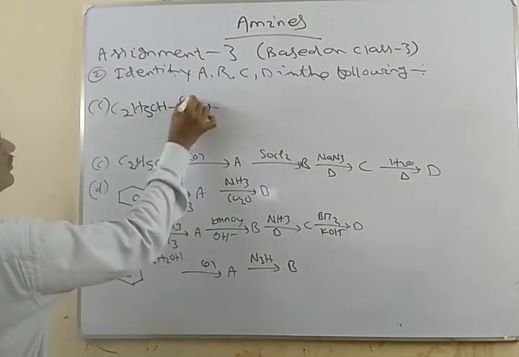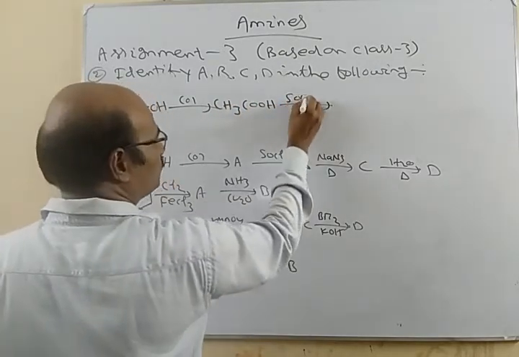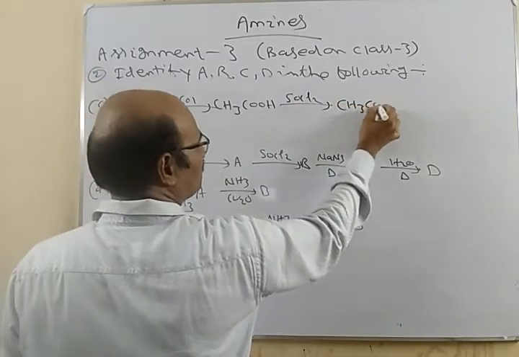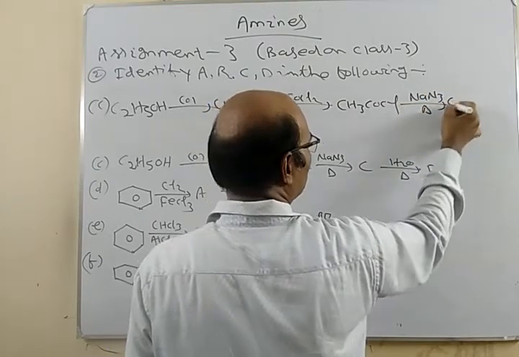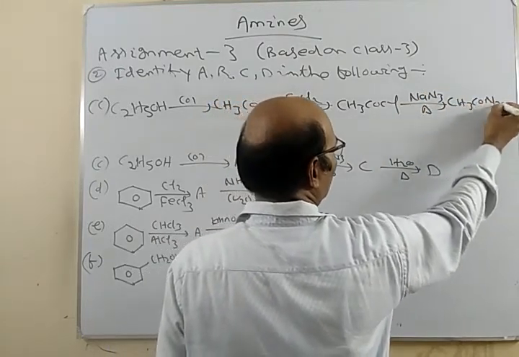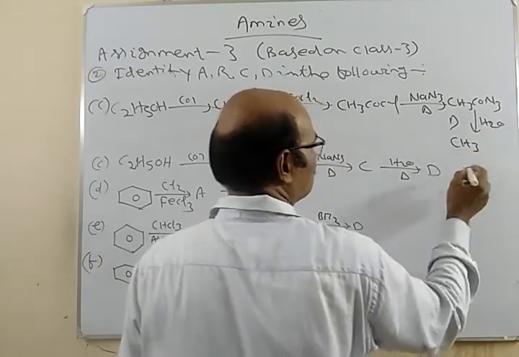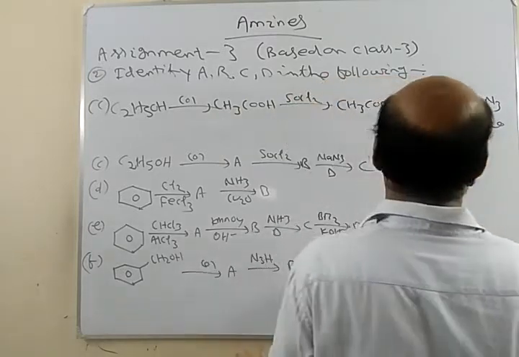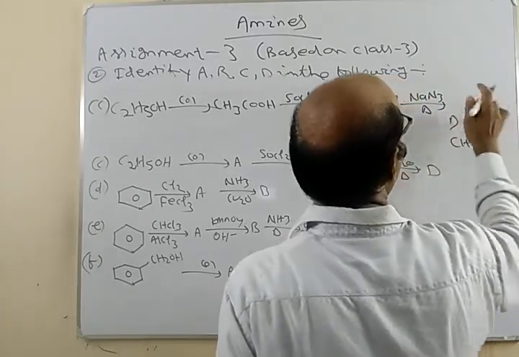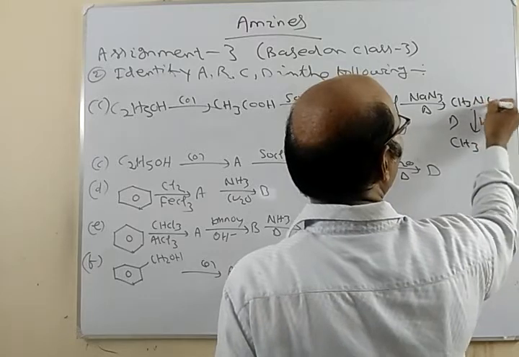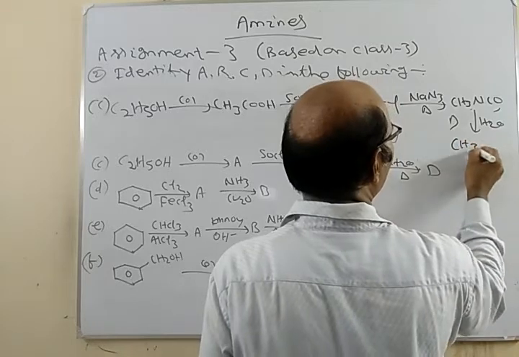So we will get C2H5OH, oxidation, CH3COOH, SOCl2, CH3COCl, NaN3, heat, CH3CON3, then heat, CH3NCO, then H2O, CH3NH2.